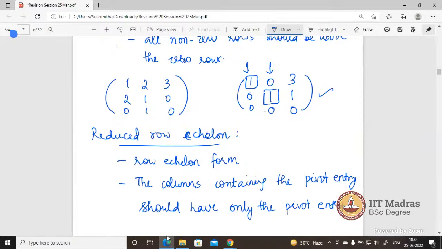I have a small doubt. What is the pivot? The pivot is the first leading non-zero entry of each row. So leading non-zero entry means the first non-zero entry, from left to right, is it? Yeah, from this way. Okay.